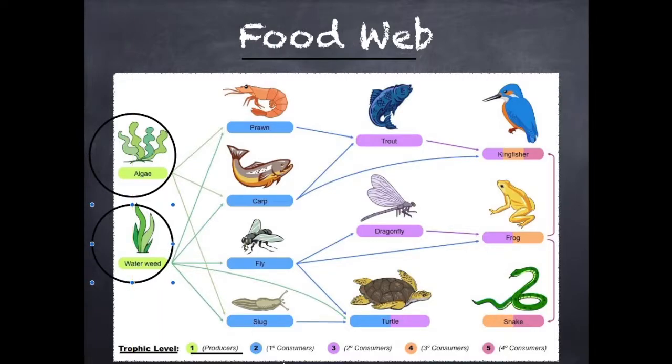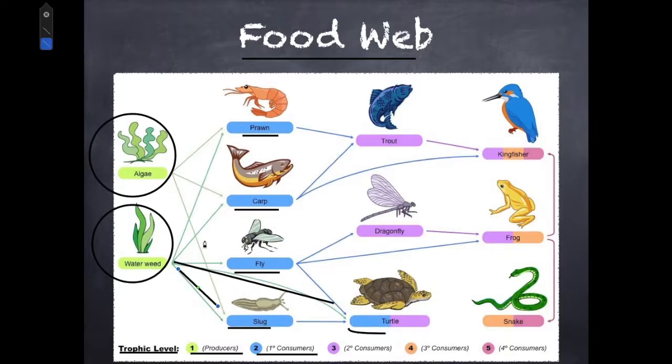And these producers then go to primary consumers, which is represented by 1, and these primary consumers are all in blue, so the slug, the fly, the carp, and the prawn. And also a little bit of the turtle, because the turtle also gets nutrients from a plant, as you can see with this arrow. The arrows point to the predators, and the prey is on the other side of the arrow. This shows that the animals eat these as prey. As we can see, these plants all go to all of the primary consumers.